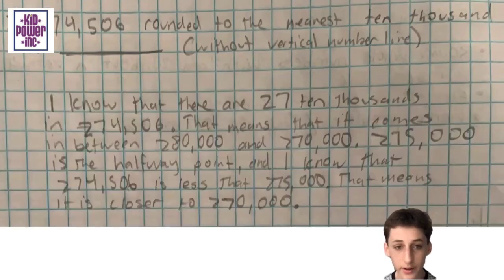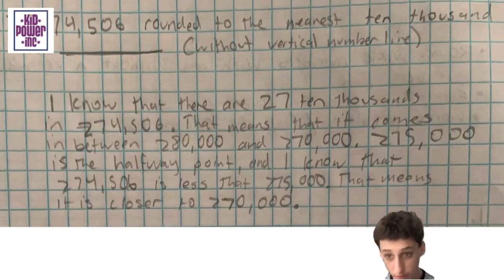Here was my explanation. I know that there are 27 10,000s in 274,506. That means that it comes in between 280,000 and 270,000. And I knew that 275,000 is the halfway point. So then I know that 274,506 is less than 275,000, and that means that it's closer to 270,000. And so that's my final answer.